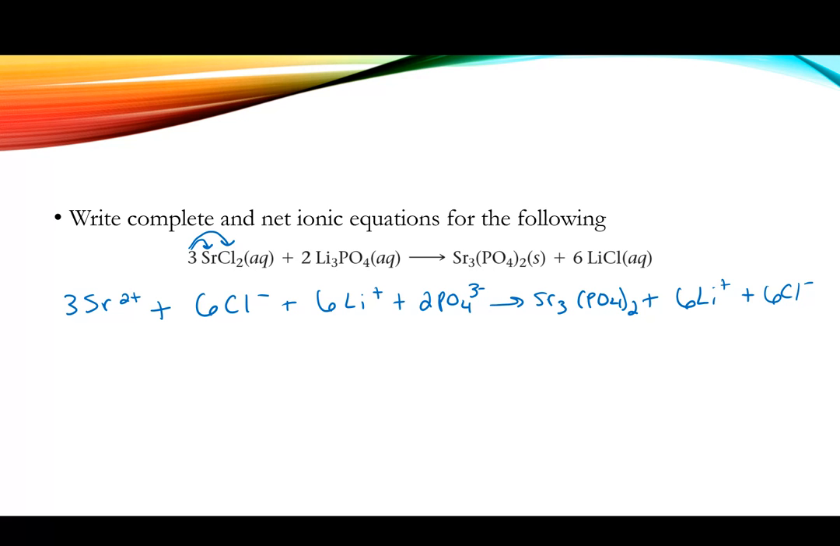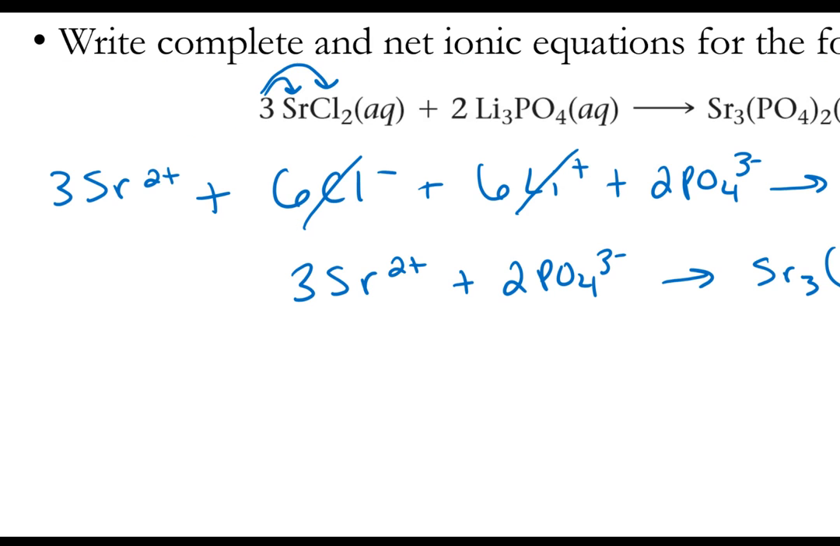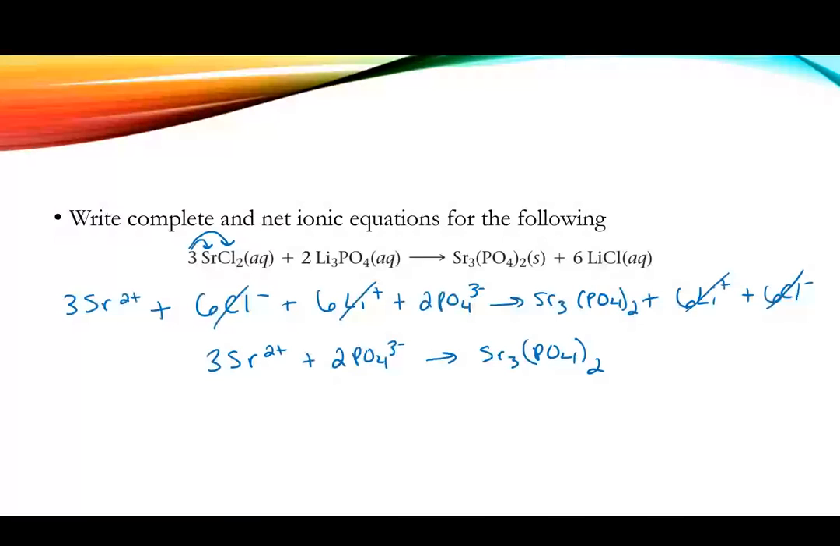When I look at this complete ionic equation, I can see that the chlorides are spectator ions and the lithiums are spectator ions. So I'll cross them off, and then I will rewrite what is left over. And that is my net ionic equation. And your spectator ions should always cancel out. There should always be 2 of them, and they should always cancel out. If they don't, something went wrong.